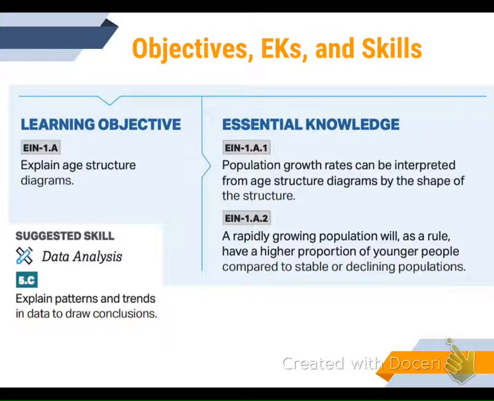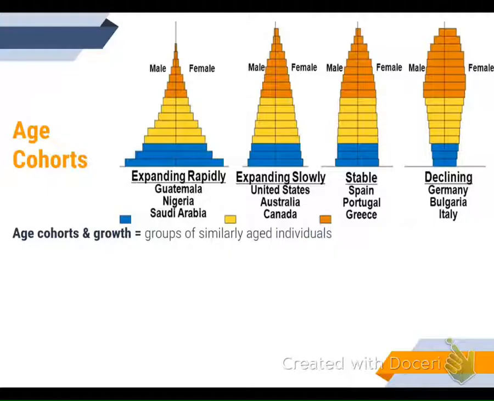Learning objective here is to be able to explain and understand age pyramids, basically being able to look at patterns and trends and draw conclusions. So if we look at these, you can see there's four different basic types. If we look at the rapidly expanding, slowly expanding, stable, and declining, there's huge differences in how they look. First thing you need to look at is to be able to understand who is who, what age.